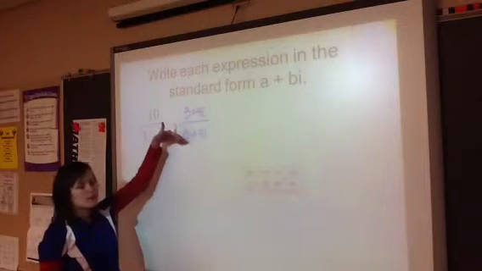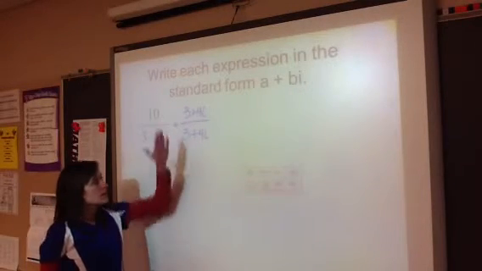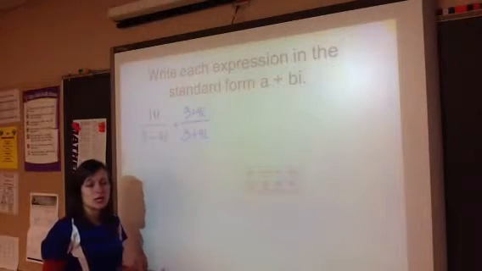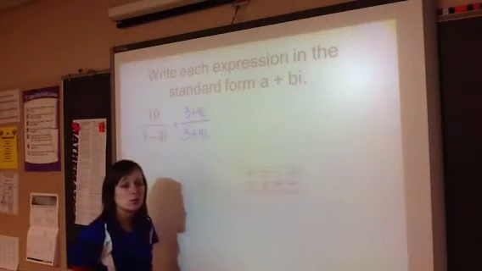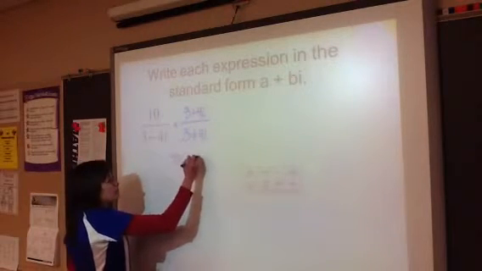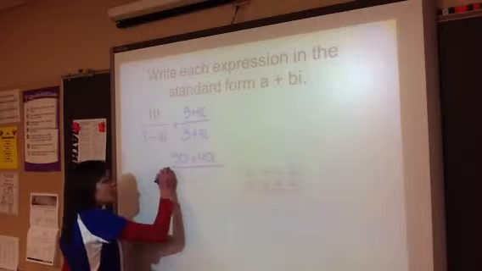If we multiply a fraction by the same thing over the same thing, we're really multiplying it by 1. This right here would be representative of 1. So if we're multiplying a fraction by 1, it does not change its value. It just makes it an equivalent fraction. So if we distribute, we get 30 plus 40i over.